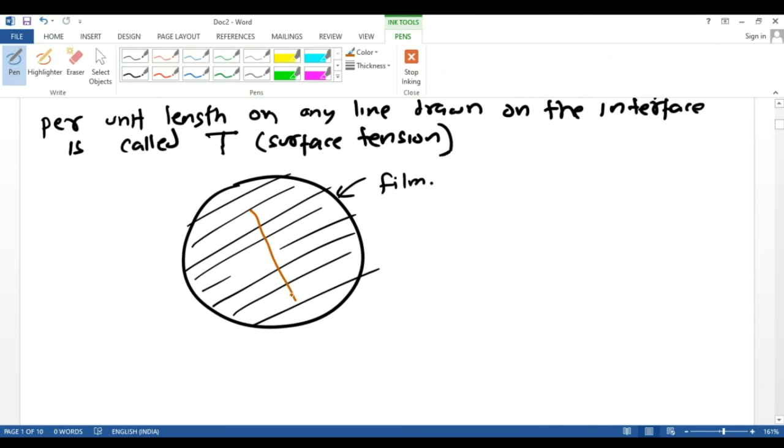So if you draw the line here, then the liquid to the right of the line will be pulling it, and not just liquid, the entire thin film to the right is pulling it towards right, and towards left also it is pulling it left. So actually the net force acting on the line is equal to 0, right? But if I say the length of this line is L, then the force in one direction is surface tension into L, and in the other direction is also surface tension into L. So this is what you need to understand, right?